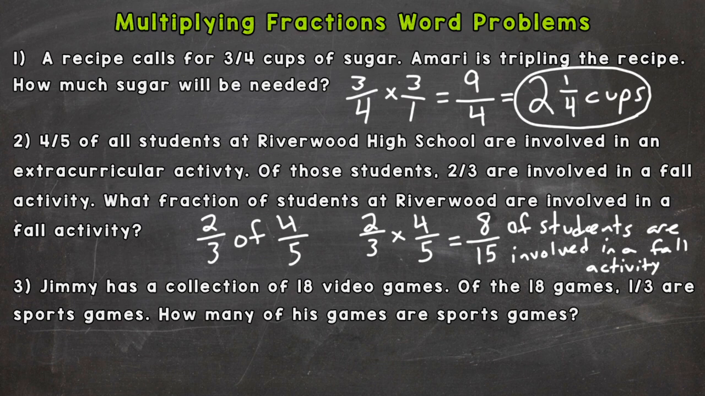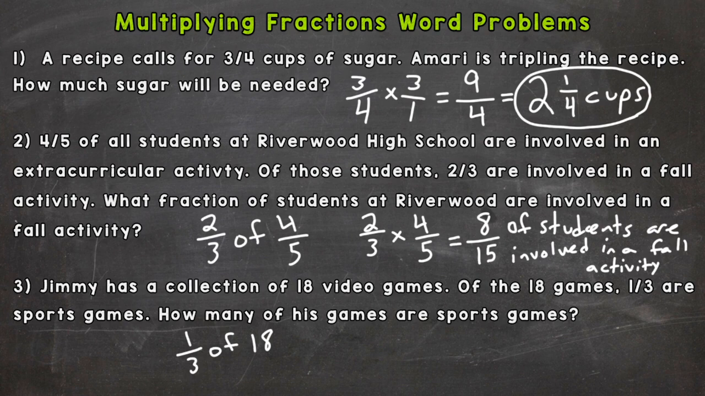Now number 3 is going to be similar to number 2, but it's going to involve a whole number and a fraction. So Jimmy has a collection of 18 video games. Of the 18 games, 1/3 are sports games. How many of his games are sports games? Well, much like number 2, we're taking a fraction of something. We're taking 1/3 of his 18 video games are sports games.